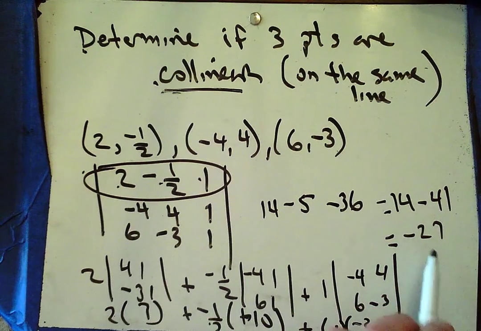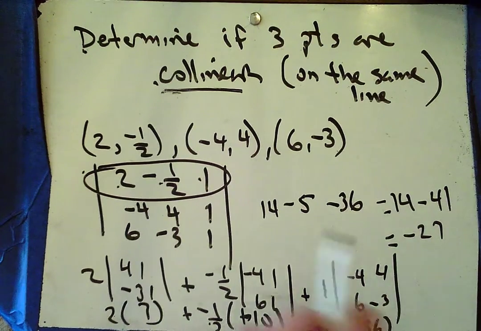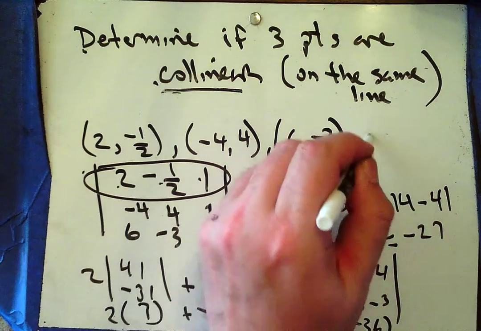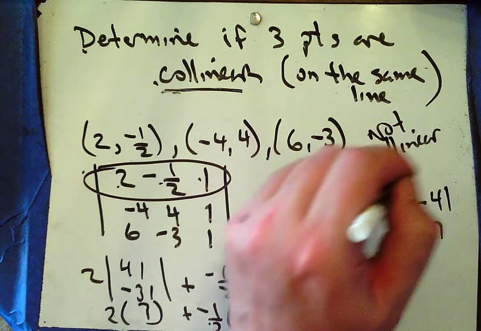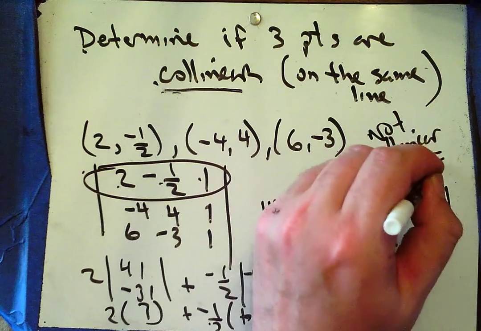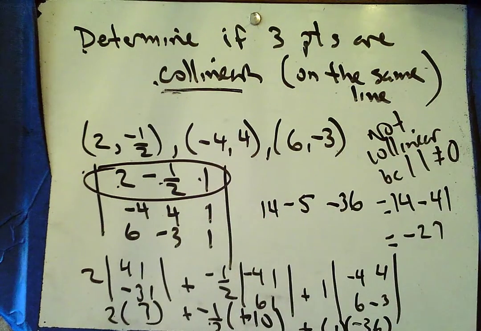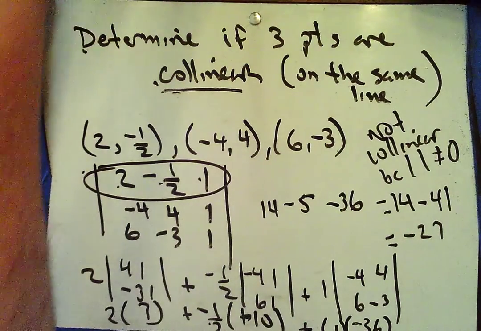So since that's not 0, I know that these points aren't collinear. Not collinear, because the determinant does not equal 0. All right, so that's using determinants to determine if points are collinear.